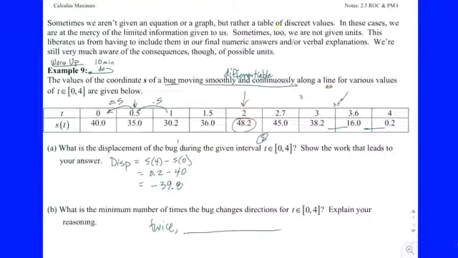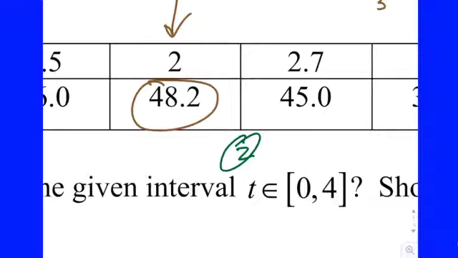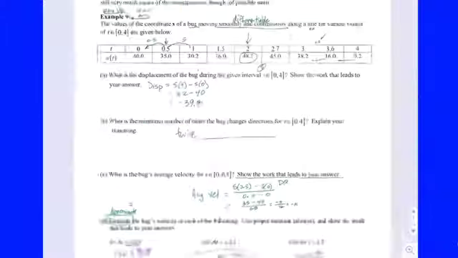Why? Very good. The function is continuous, and these are just a sample of some of the points. We have no idea what the function's doing anywhere in between these points. It could go from 48.2 up to like 5 million at like 2.3 and then come back down to 45, right? We have no idea.